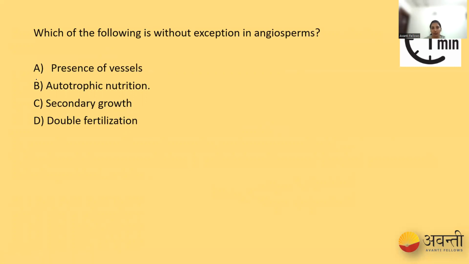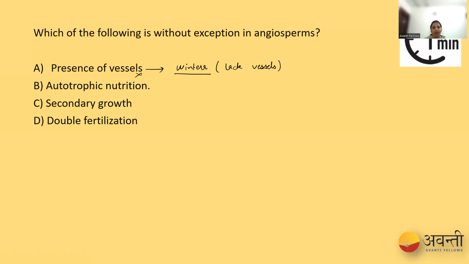Let's discuss the options one by one. Option A says presence of vessels. This is not a universal characteristic of angiosperm because there are some angiosperms which lack vessels. For example, Winteraceae plants, like Drimys, do not have vessels. So there are some exceptions in angiosperms regarding the presence of vessels. So this is not the universal characteristic.